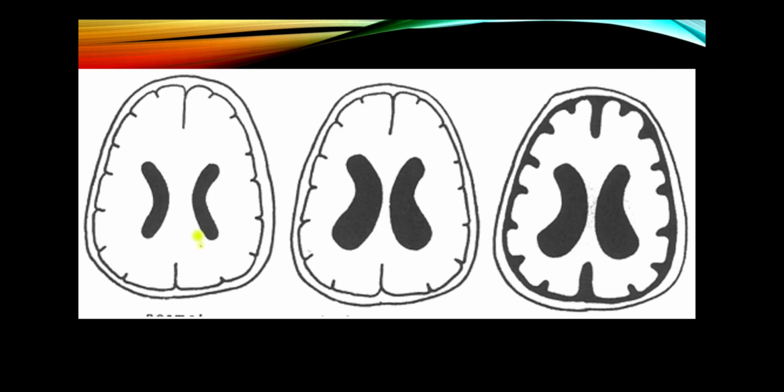Let's just say this is a normal size of the lateral ventricles. So here we have hydrocephalus, and again, this could be communicating or non-communicating. And here we have the hydrocephalus ex vacuo, where we have just atrophy of the brain. So notice the ventricles are big, but the dark area here is the brain just shrinking.